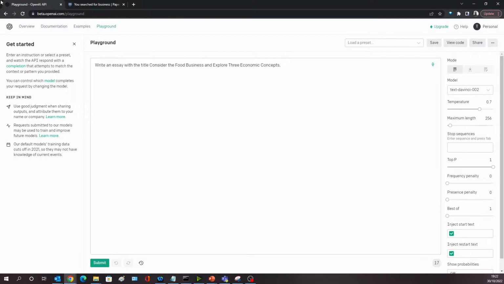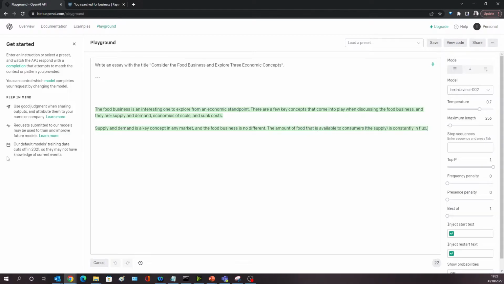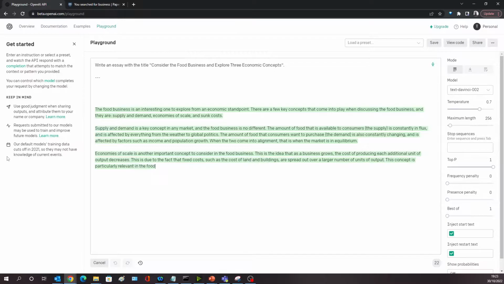So this is their index. I can put in a topic here. I did not expect to get great results out because, like all technology, you need a certain understanding of how it works. But if I was to put in a request here, write an essay with the title "Consider the Food Business, Explore 3 Economic Concepts," and just give this to this model as an instruction, let's go away and see what it does. You can look at the green text and see this is being generated as we speak there.